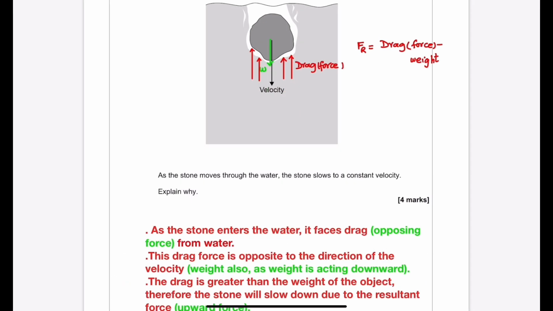Let's see the model answer. As the stone enters the water, it faces the drag, which is an opposite force from the water. We know that this stone is coming downward, but the drag is applied by the water on the stone. This drag force is opposite to the direction of the velocity or the weight, because weight is also acting downward. The drag is greater than the weight of the object, therefore the stone will slow down due to the resultant force. We know that this drag is more than the weight, so the resultant force is actually in the upward direction. As a result, the stone will slow down when it enters the water.